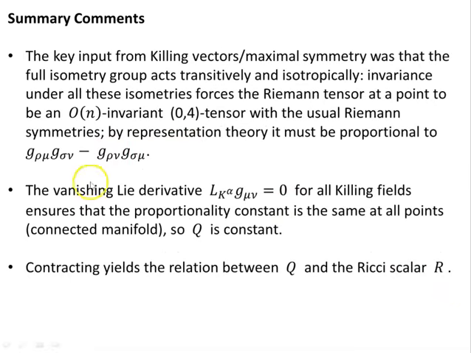All right, now the vanishing Lie derivative, so the Lie derivative of the metric in the direction of the Killing vector, for each and all Killing vectors, all Killing fields, ensures that the proportionality constant is the same at all points on a connected manifold, so Q is constant. Then contracting yields the relation between Q and the Ricci scalar R.